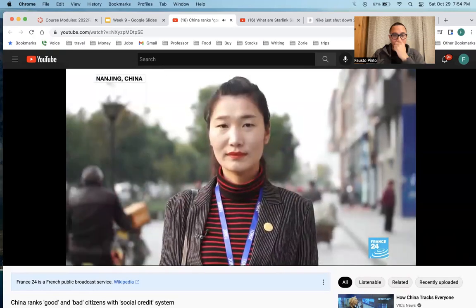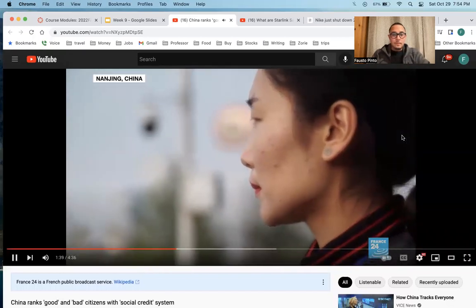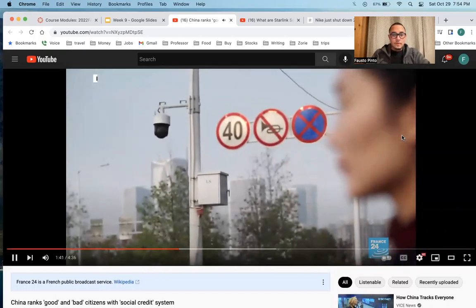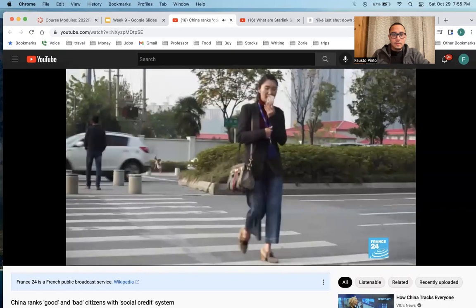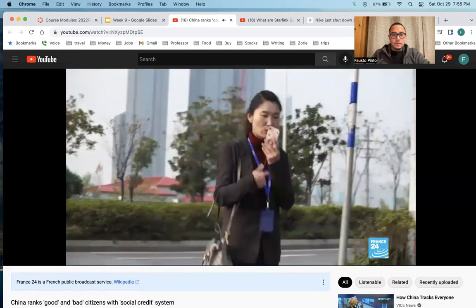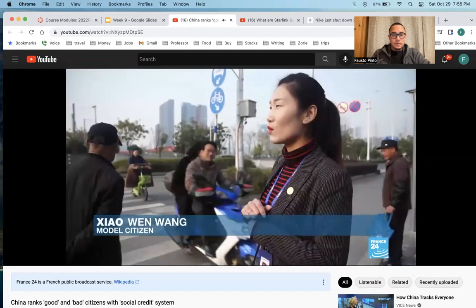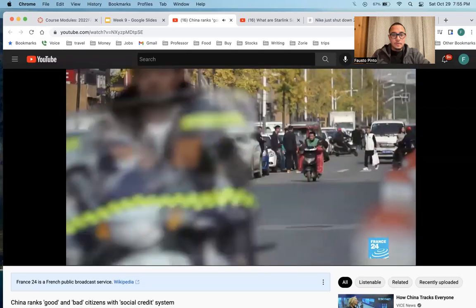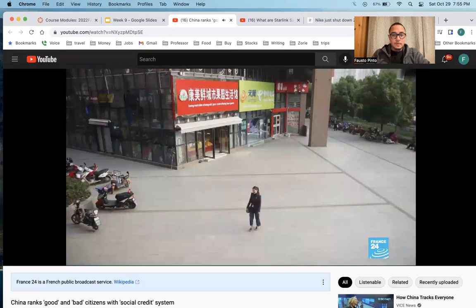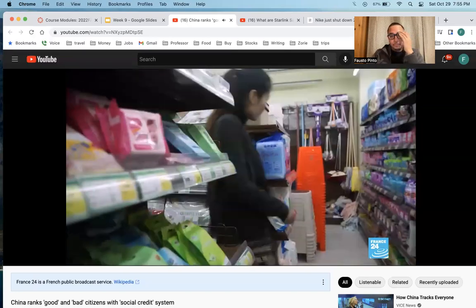Xiao Wenwang is a model citizen. She lives in Nanjing, a testing ground for social ranking. Married with a child, she has a job in a retirement home, no debts, and she wouldn't dream of jaywalking. As a good citizen, I respect the rules of the road. If I didn't, I'd lose points on my social credit. In theory, everything can be taken into account in the social score, even the most innocuous errands like supermarket shopping.